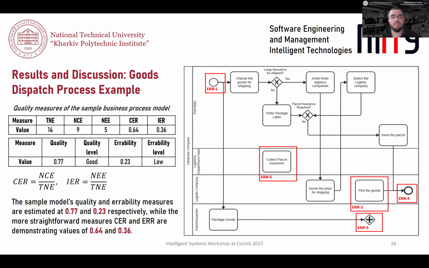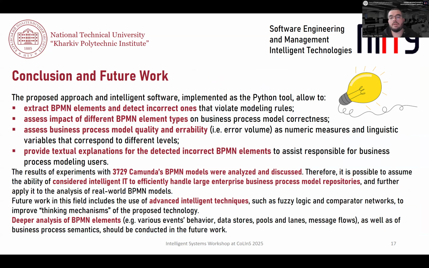So the proposed approach and intelligent software we implemented in Python allowed us to extract BPMN elements and detect incorrect ones that broke modeling rules, assess the impact of different BPMN element types on business process model correctness, assess business process models quality and errorability levels as numerical measures, as well as linguistic variables that correspond to different levels, and provide textual explanations for the detected incorrect BPMN elements to assist the users who are responsible for building those models.